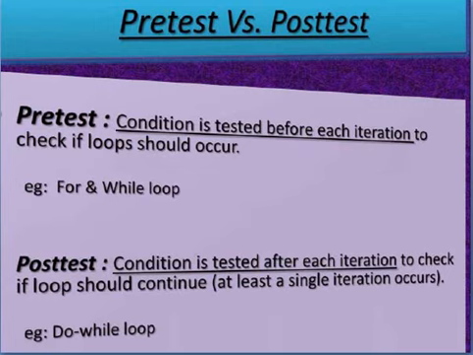And the second one is the post-test structure. Here the condition is tested after each iteration to check if the loop should continue or not. At least a single iteration occurs. That is, the condition is tested after execution of the block at least once. That's why this structure is known as post-test structure. Here the example is the do while loop.